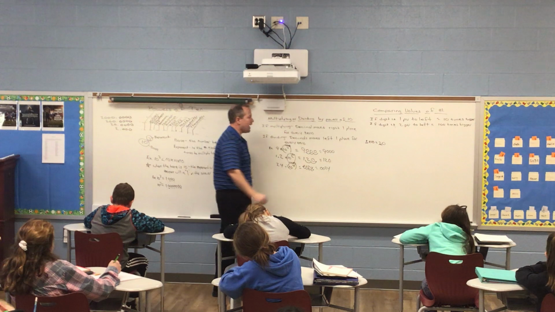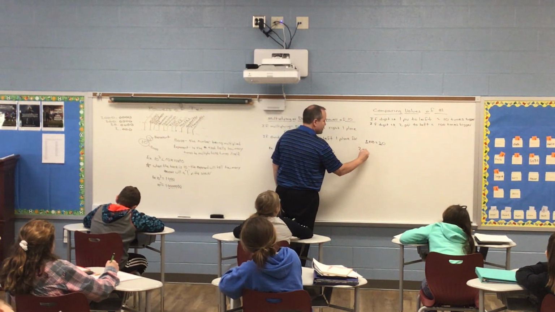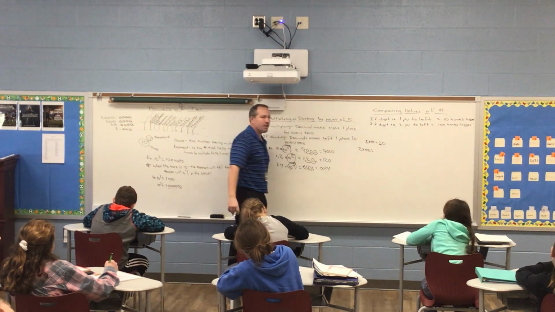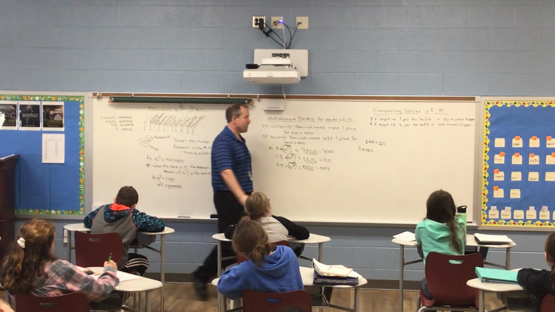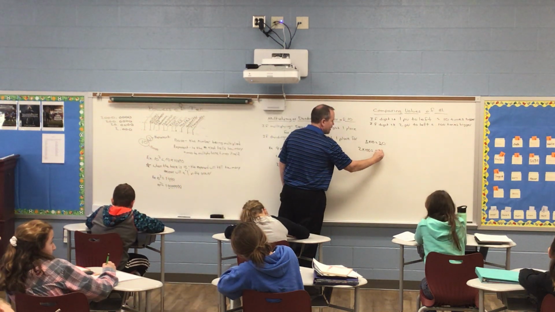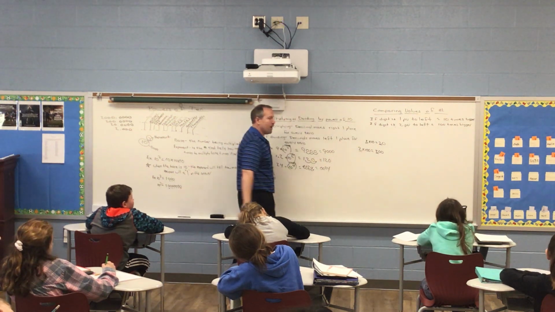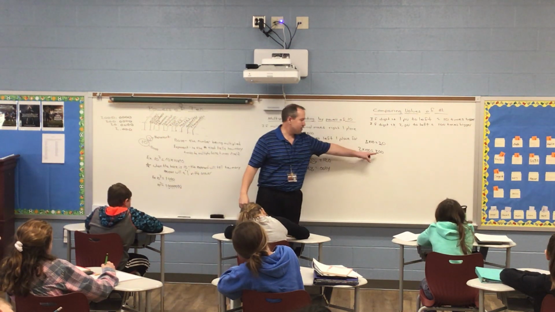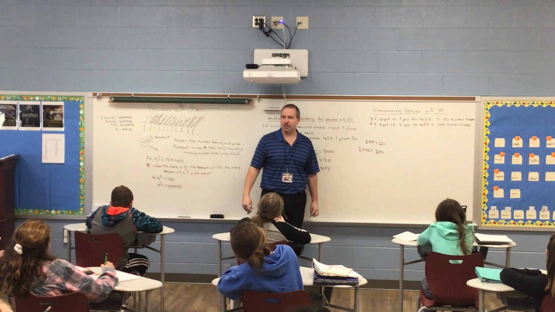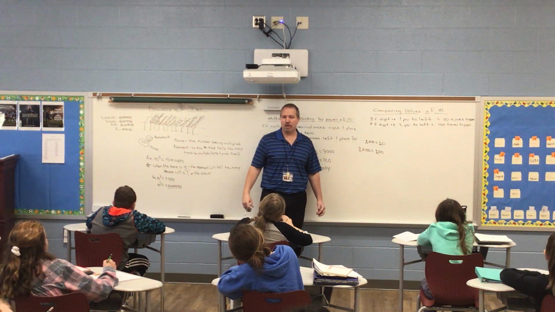And the way that we can prove that, if we take our 2 times 100, 2 times 100 is 200. Now that 2 is in the hundreds place, this 2 is in the ones place, this 2 is 100 times bigger than this 2. Agreed?